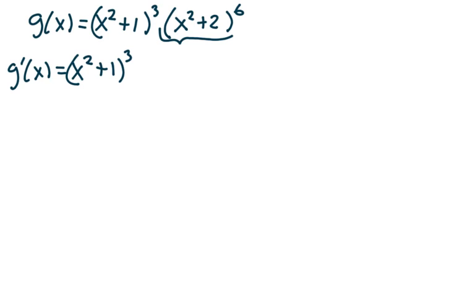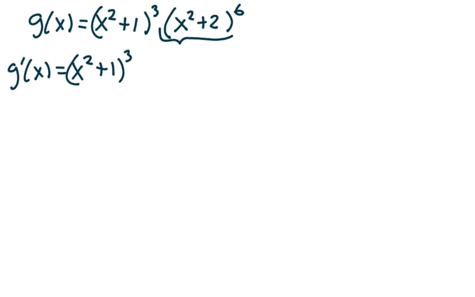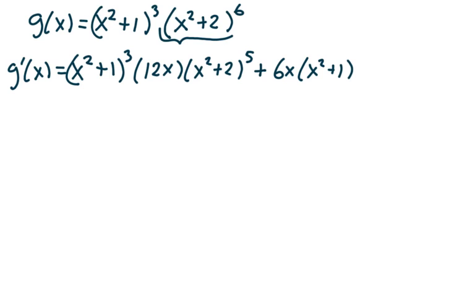But the nice thing is we don't have to reinvent the wheel. We already did this over here. Now, the derivative of the second function happens to be 12x times x squared plus 2 to the fifth. Then I go plus. Now, I'm going to differentiate the first function, which is 6x times x squared plus 1 to the second. And then I'm going to multiply that result by the second function, which is x squared plus 2 raised to the sixth power.